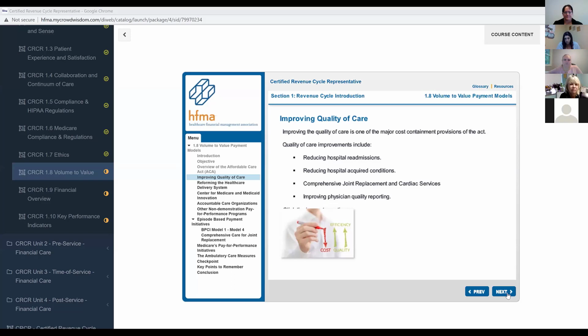Okay, the quality of care is one of the major cost containments of the ACA. It has 4 components, one of which is reducing hospital readmissions, reducing hospital-acquired conditions, comprehensive joint replacement and cardiac services, and improving physician reporting.